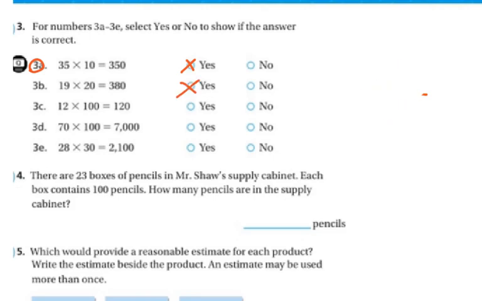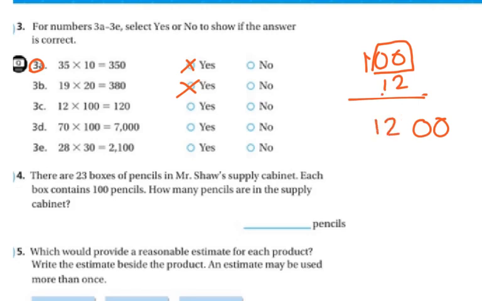My next one is 12 times 100. So we've got 100 times 12. Well, we know our answer is going to have the 2 at the end, right? So if I put my 2 zeros here and I do 12 times 1, I should get 1200. So that is not the correct answer.